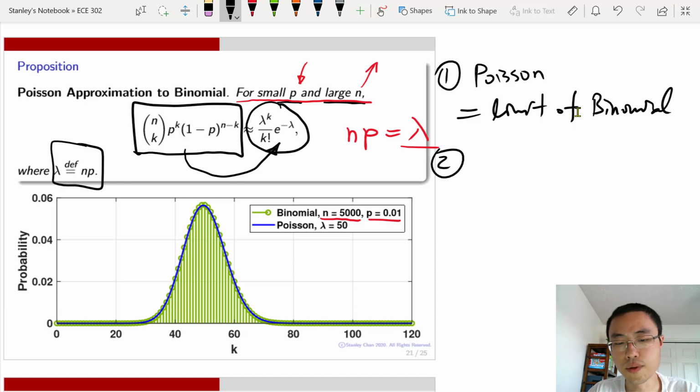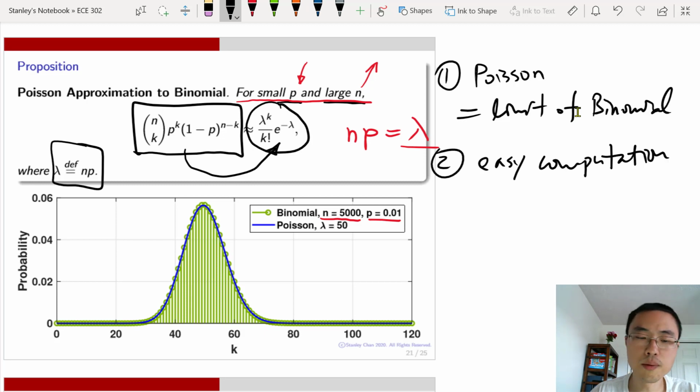The second thing that you can gain from this Poisson approximation to binomial is easy computation. What do I mean? Here you have the binomial random variable, and you have this n choose k. Obviously, when n is big, it's really difficult to calculate this factorial. However, on the right-hand side, the Poisson expressions are a lot easier to compute because when n is big and p is small, lambda is usually a reasonable number.